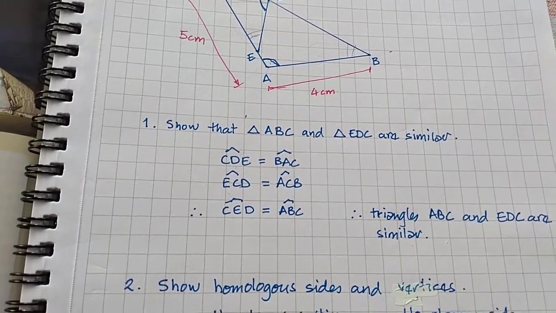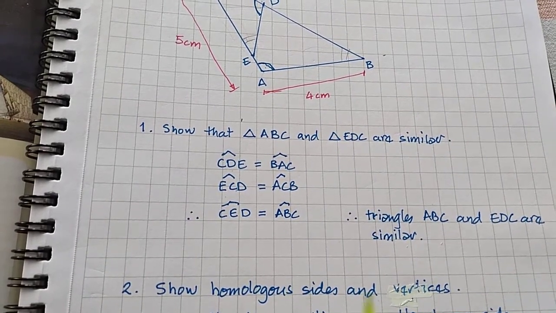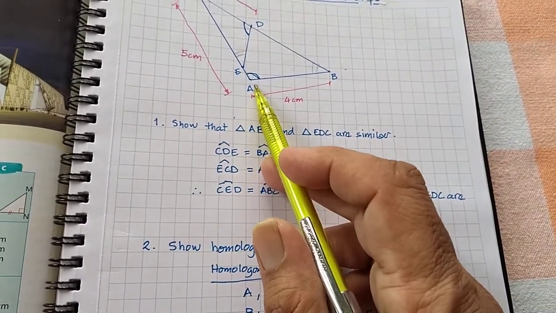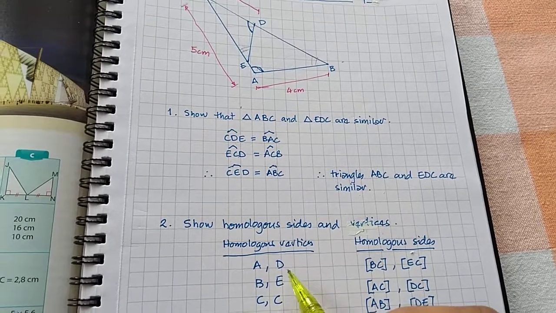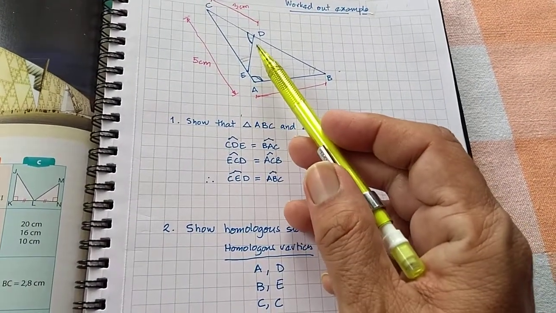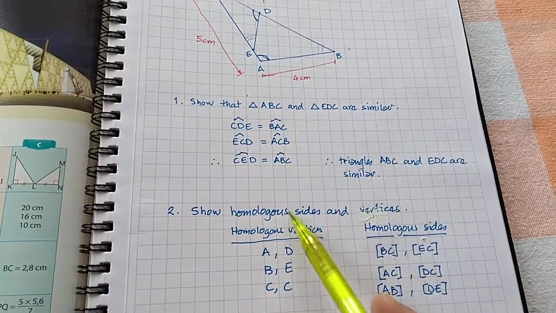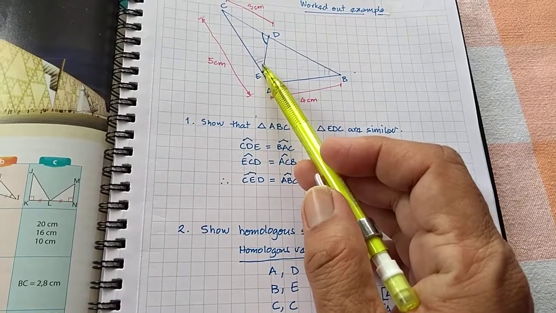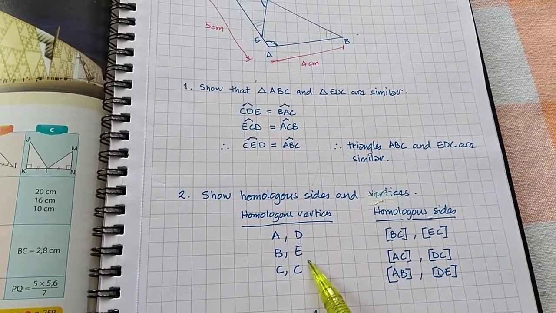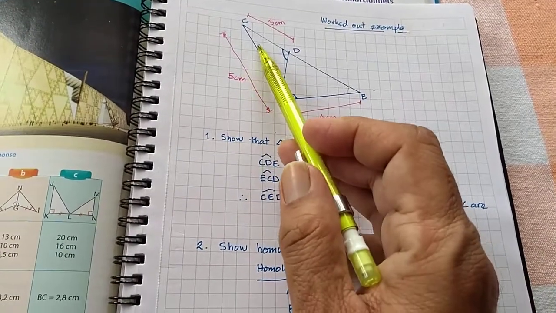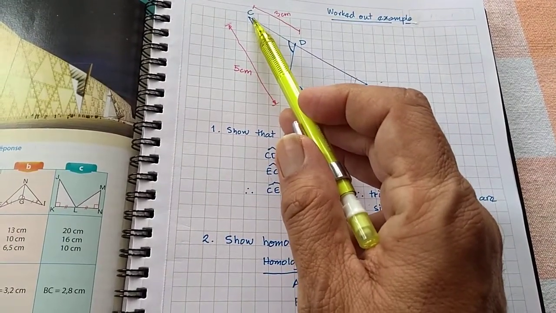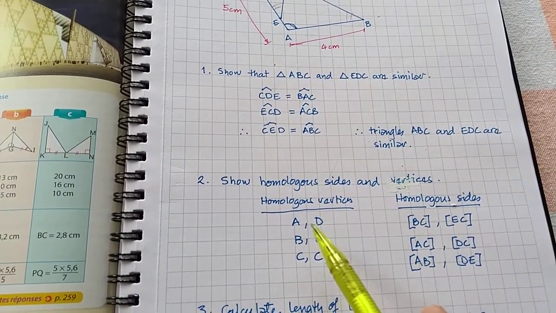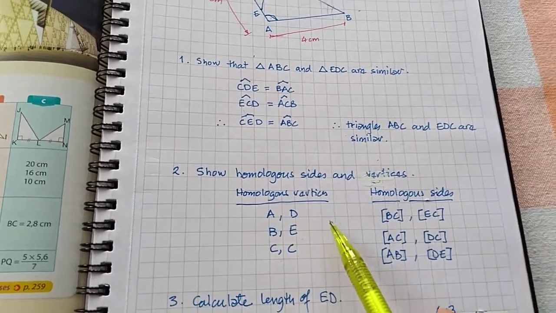Okay, now show the homologous sides and vertices. So just mark out which are the homologous sides and vertices. A and D, angle A and D. Again, these are the vertices, sorry. So A and D are corresponding vertices or homologous vertices. B and E, because this angle is equal to this angle, B and E are homologous vertices. And the third vertex is common to both triangles, C. So I can write C and C. Okay. So these are the pairs of homologous vertices.